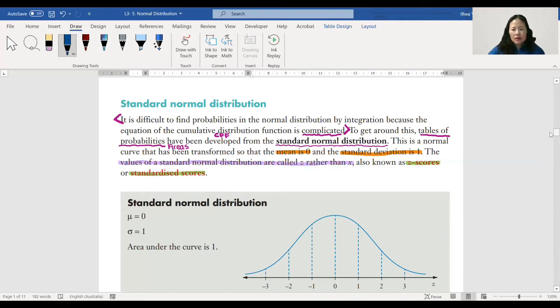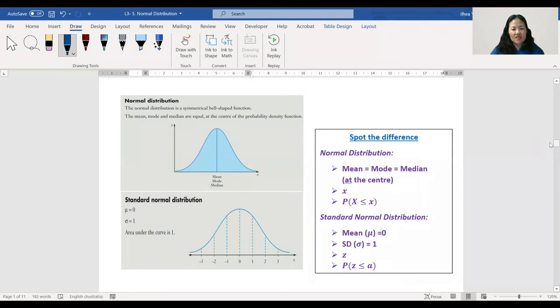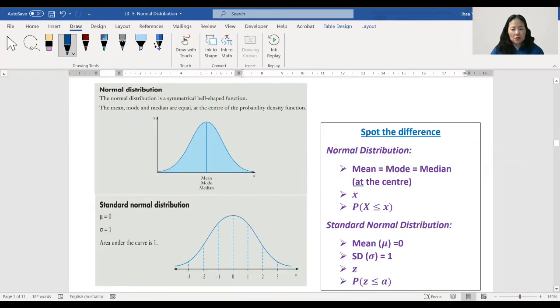All right, so let's have a look. As we talked about, the mean, the middle, mu, is 0 and the standard deviation is 1. Of course, the area under the curve is 1, whether it's standard or not standard. That's the same thing. Let's look at the difference here. In the normal distribution, we had mean, mode, median. Think about the three sisters of M. They're all the same in the middle.